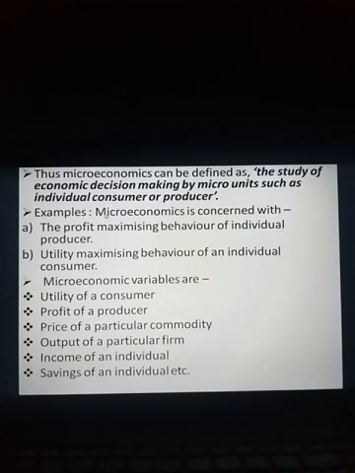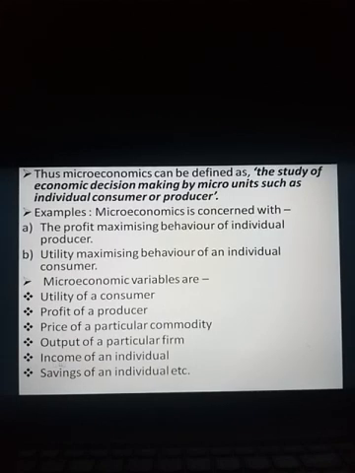So microeconomics deals with profit maximization and utility maximization from the producers' as well as consumers' point of view. Microeconomic variables are as follows. What are those variables? Utility of a consumer, profit of a producer, price of a single product, output or the total production of a particular firm. Remember, we are not discussing the total output of all the firms. No, a particular firm's total output we are considering.